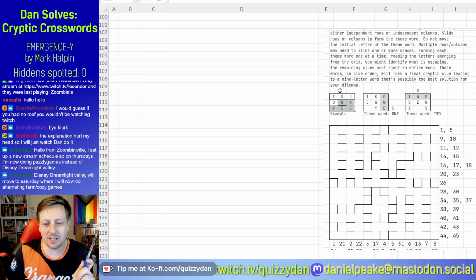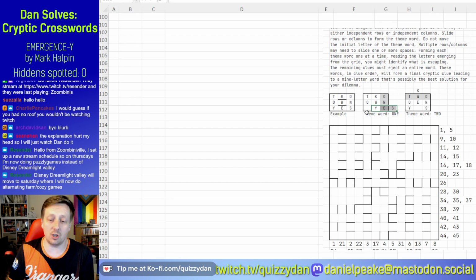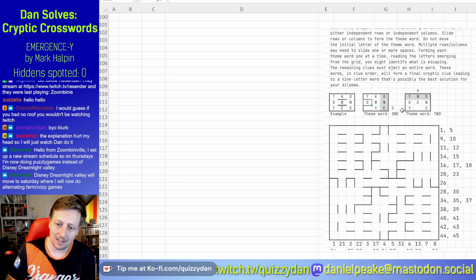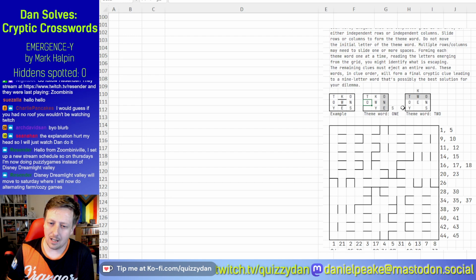This is your example. So say the theme word was 1, this shifts, in this instance it only shifts 1, but it shifts so that we can form the word 1 in this column as highlighted here. If instead the theme word was 2, we would shift this up.